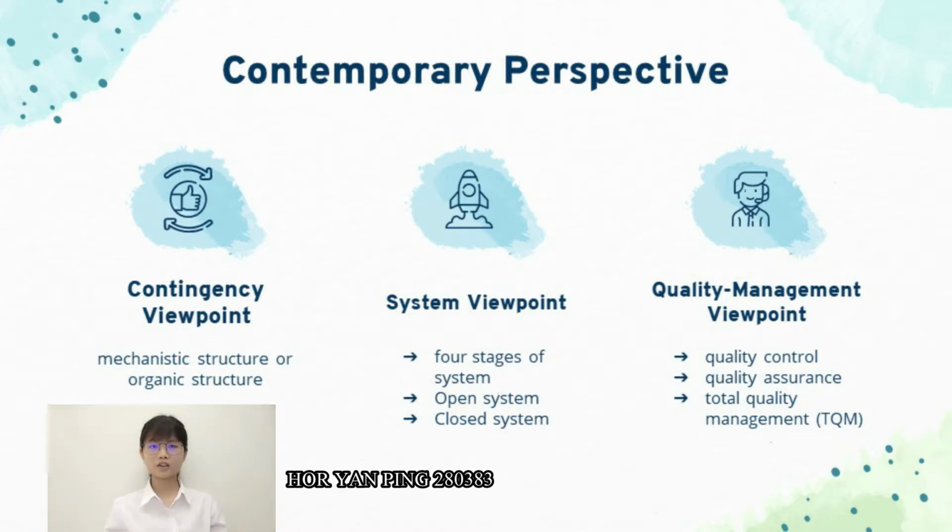In the quality management viewpoint, there are three approaches. The first approach is quality control, which manages each stage of the production to minimize problems. The second approach is quality assurance, which emphasizes employees' performance to make sure they strive for zero defects. Lastly is total quality management, which focuses on quality improvement, customer satisfaction, and training.